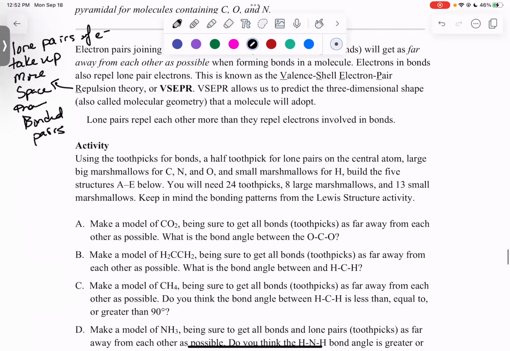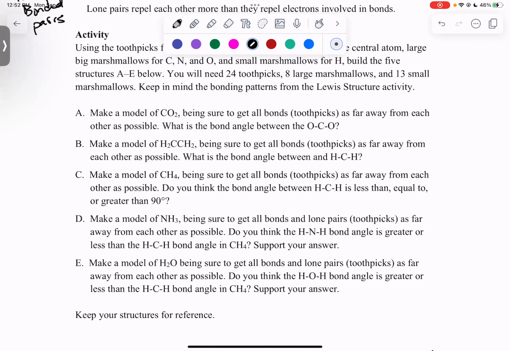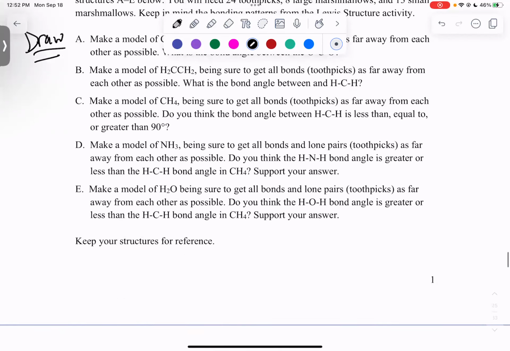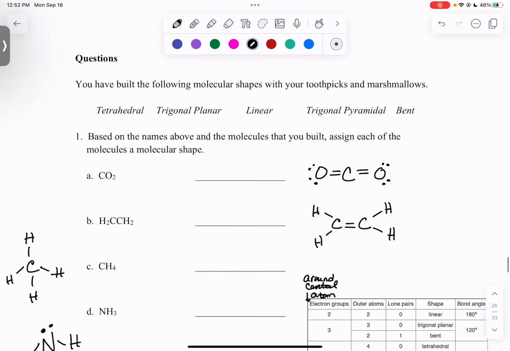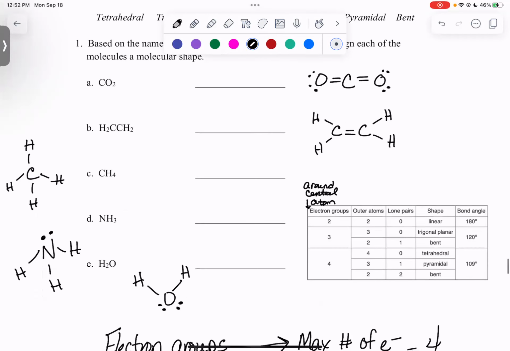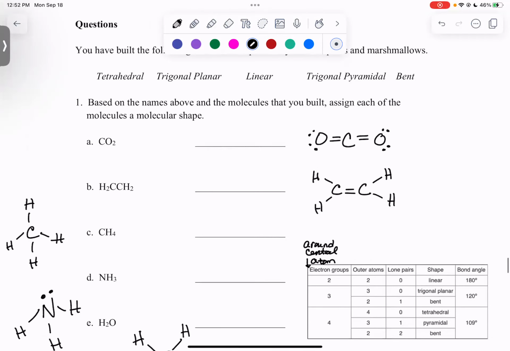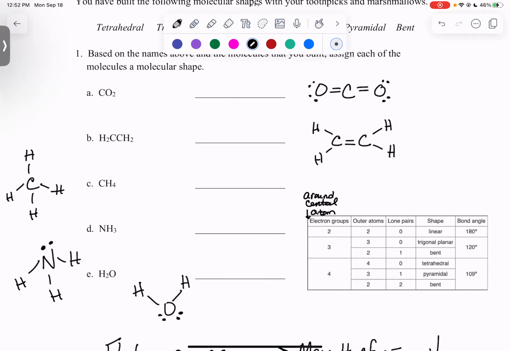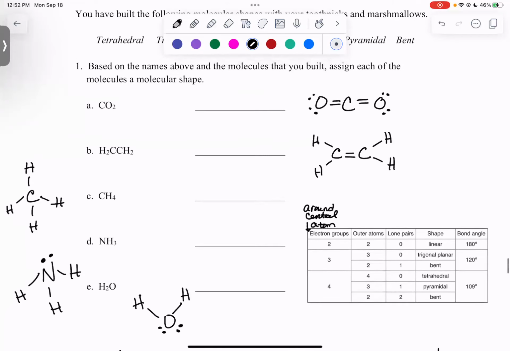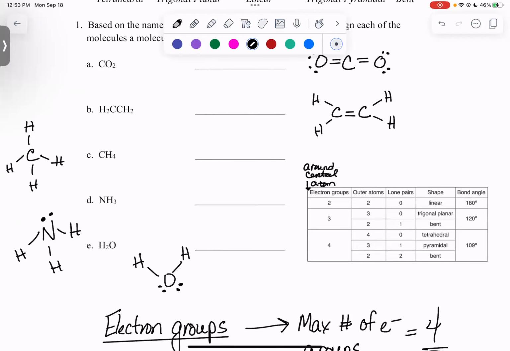Okay, so we're going to do this activity with toothpicks and marshmallows. But if you don't have toothpicks or marshmallows, just draw these, okay? Now, you've built the following molecular shapes, and I'm assuming that you can build them. I've drawn all the shapes for all of the molecules that they've listed. What we're trying to do is assign each of these molecules a molecular shape.